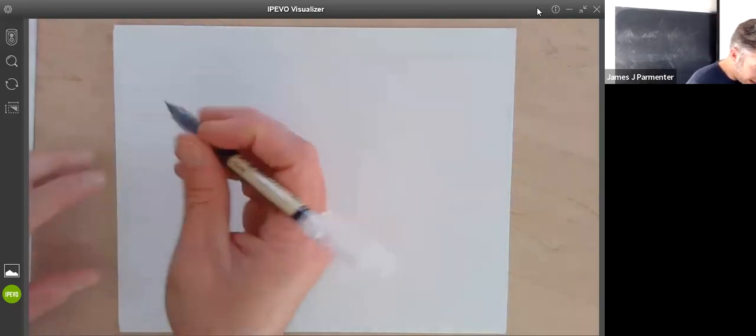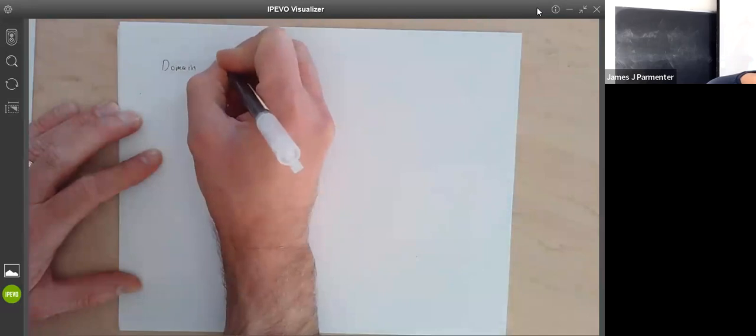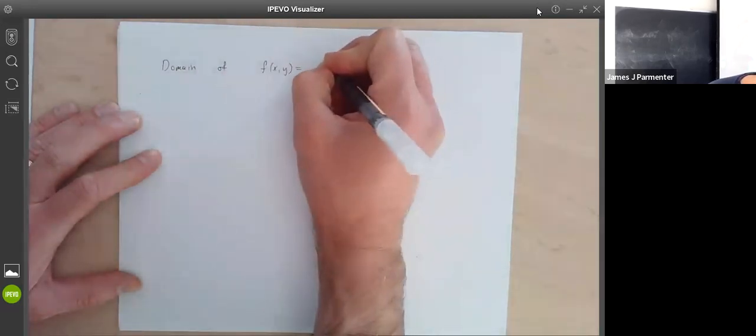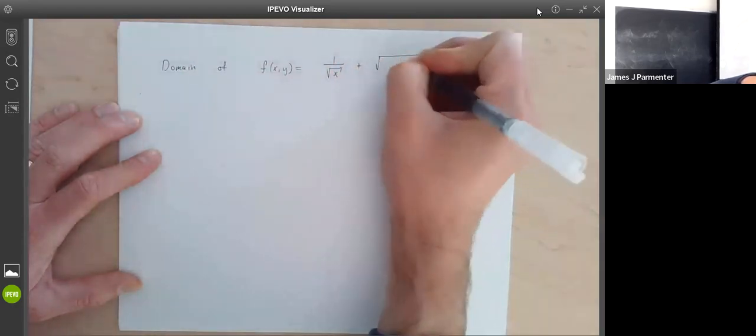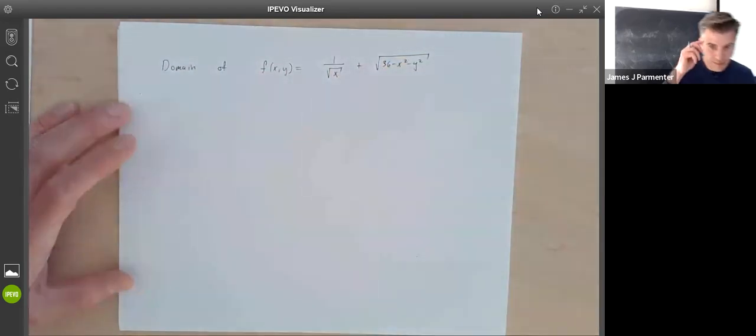So let's say we want to find the domain of this function. F of xy equal to 1 over the square root of x plus the square root of 36 minus x squared minus y squared.